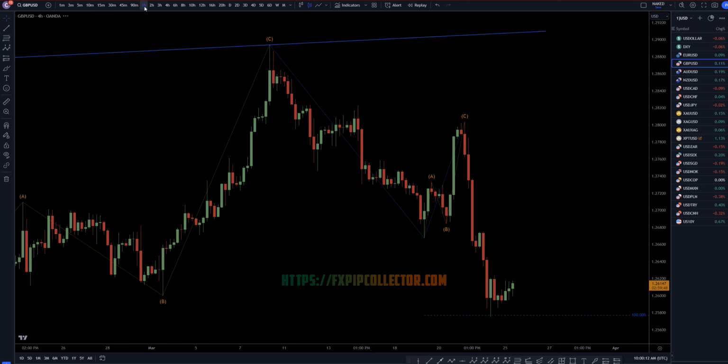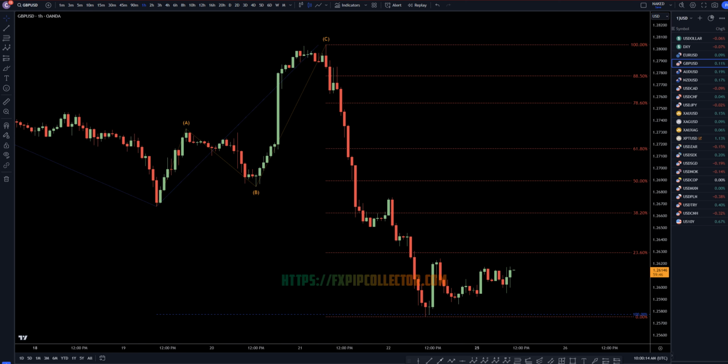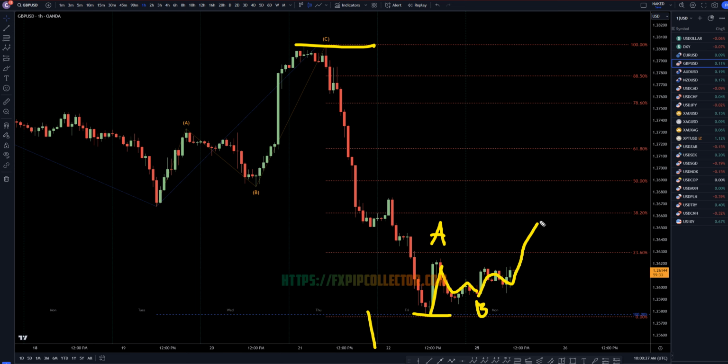So going down to the 1 hour time frame is where I got my Fibonacci retracement on this whole move down. We do have a little bit of a higher low, so I think this move down is over. Hopefully this is a wave 1. Hopefully this move up is an A. This is like a wave B. And I would think there's a pretty good likelihood we are going to go up and make a wave C.